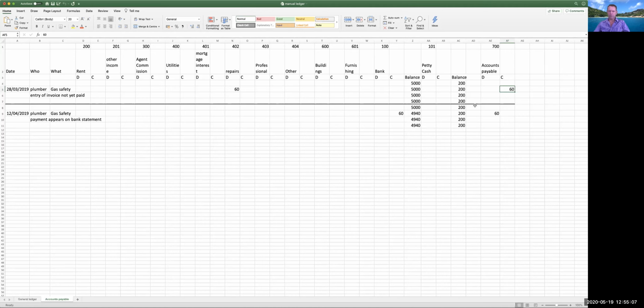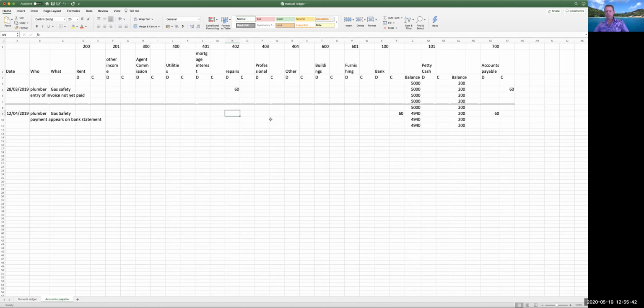You enter the invoice and it says, okay, that's going to affect the repairs account and that is going to affect the accounts payable account. Okay. Come April, the bank account then reflects that £60 going out. So from your bank statement, you enter that £60, okay? You're looking at your bank statement, you say, oh yeah, that's £60, that's the plumber. So I need to put that in as a credit in my bank account.